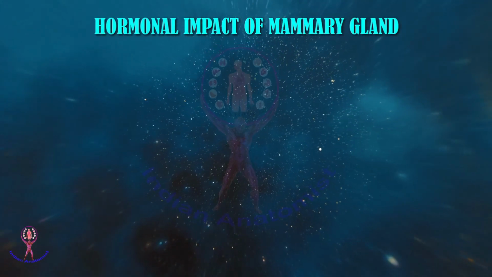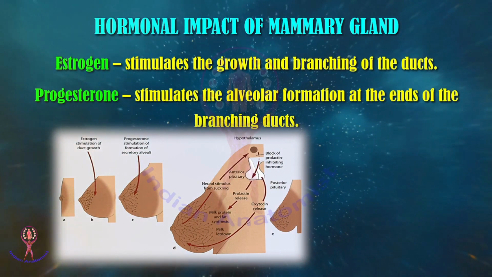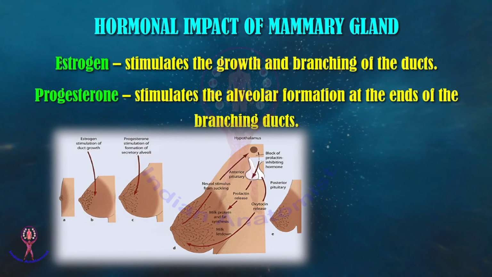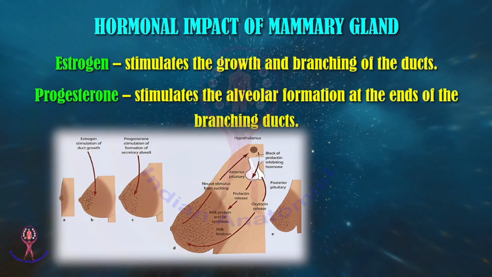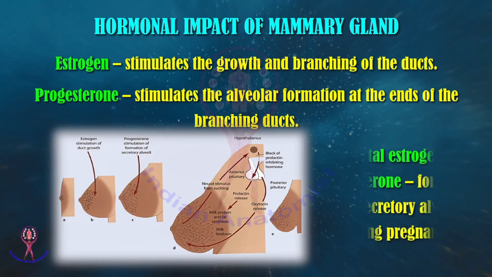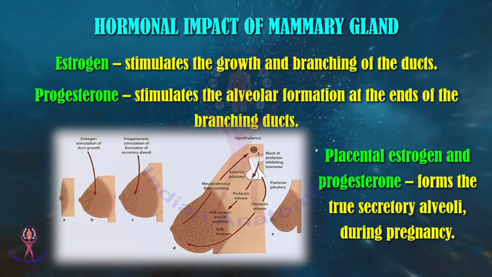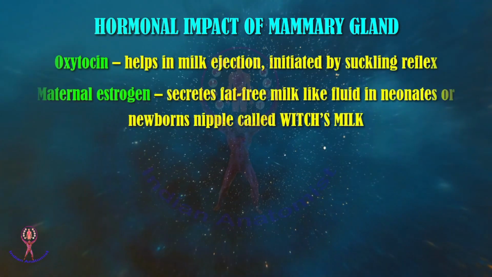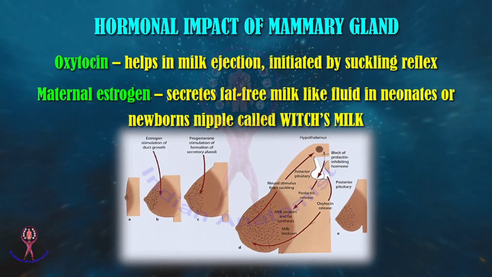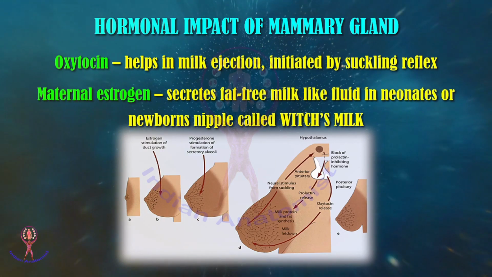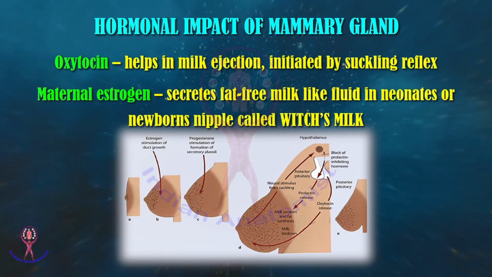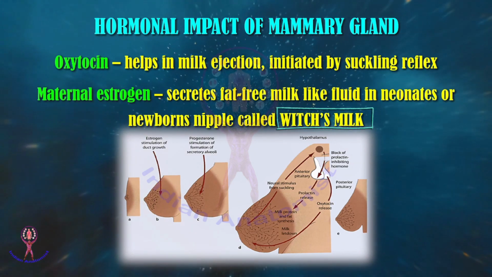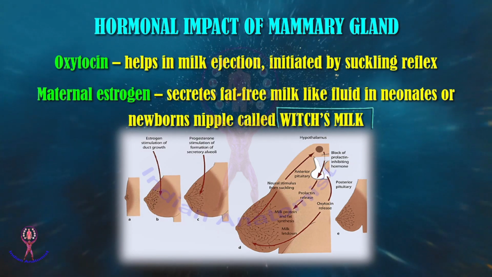Dear students, exactly what influences mammary gland development and growth? No doubt, the hormones. Estrogen stimulates the growth and branching of the ducts. Progesterone stimulates the alveolar formation at the ends of the branching ducts. During pregnancy, the placental estrogen and progesterone form the true secretory alveoli. After parturition, the maternal oxytocin helps in milk ejection, initiated by the suckling reflex. The circulating maternal estrogen in newborn glands secretes fat-free milk-like fluid from the nipple called witch's milk.